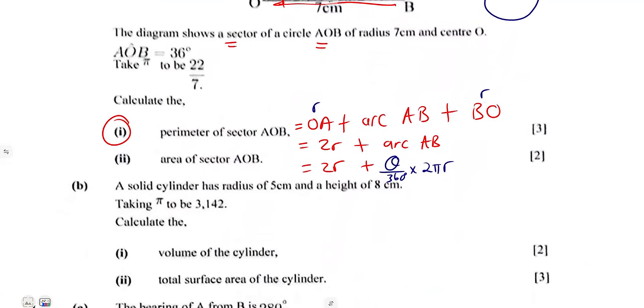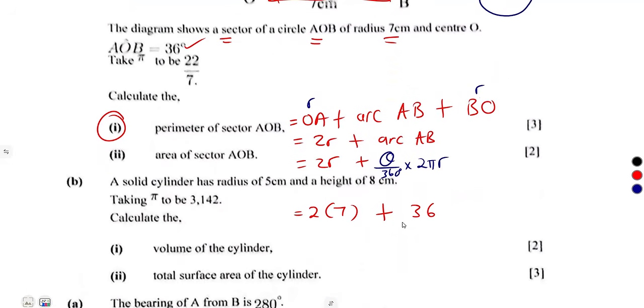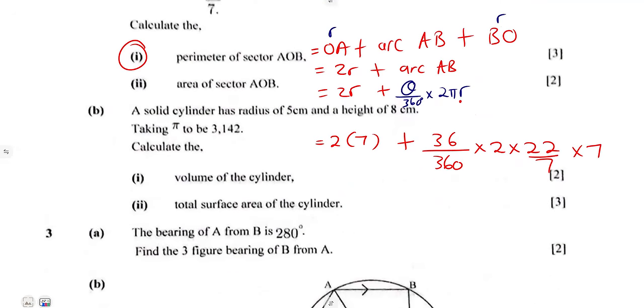And with this formula, you can simply substitute what you are given. So the perimeter is going to be 2 times the radius. Remember, our radius is what? 7 centimeters, plus theta, which is the angle of the sector, 36 degrees. So that's 36 degrees over 360 degrees times 2 pi r. 2 times our pi is what? 22/7. 22/7 times the radius. Our radius, remember, it is what? 7 centimeters.